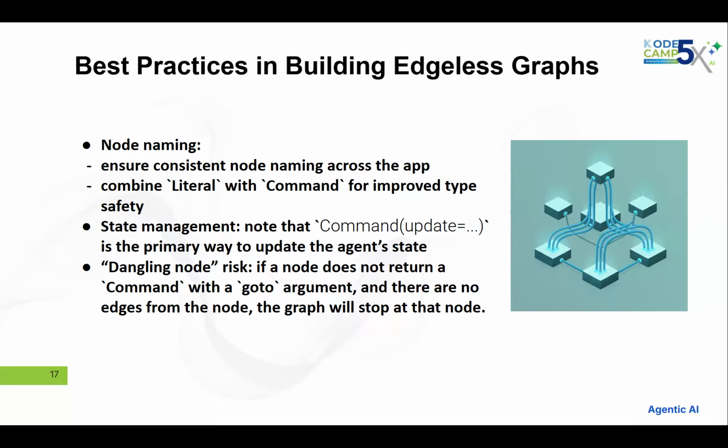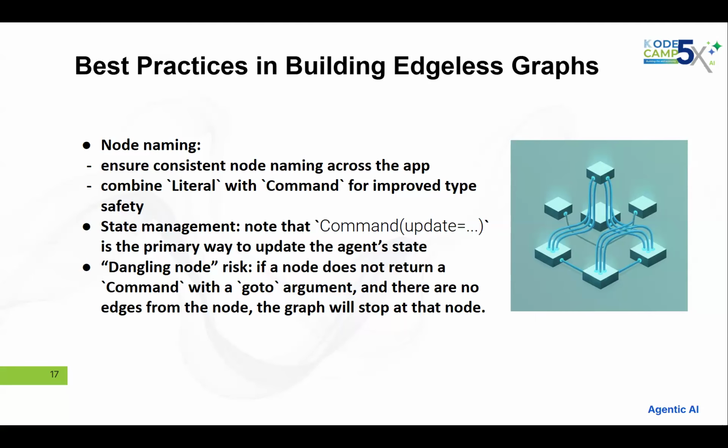Once you provide that dictionary value to the update argument, LangGraph knows how to update the state, and the specified keys in the state object will have the new values that you provide in the update argument by the time we get to the next node.